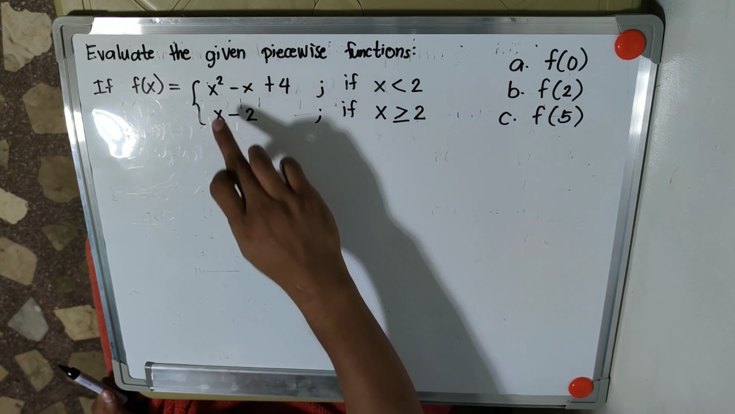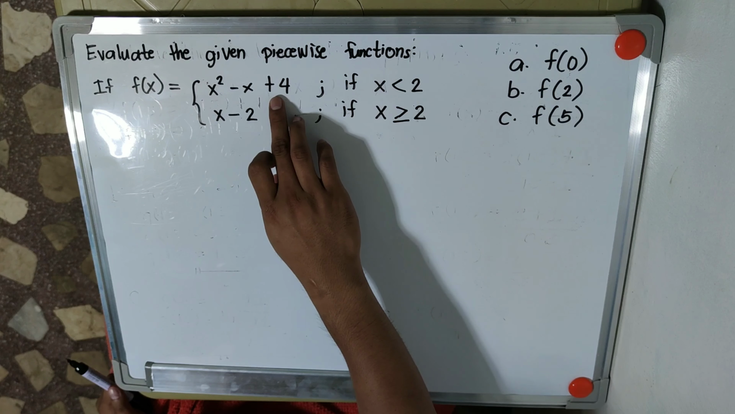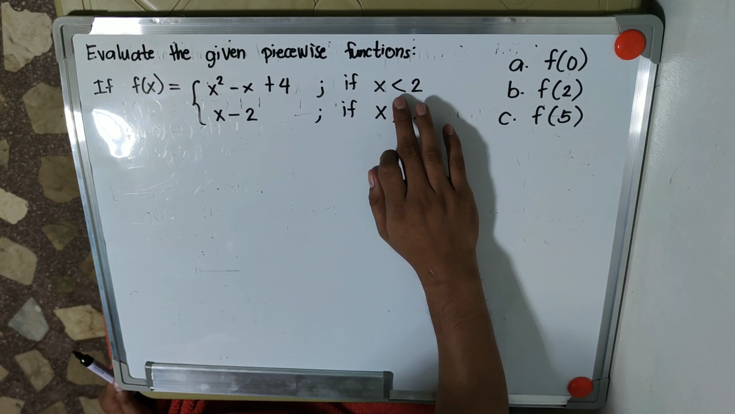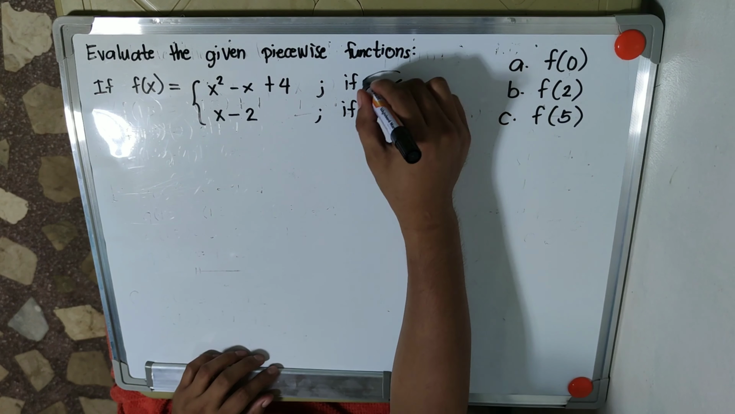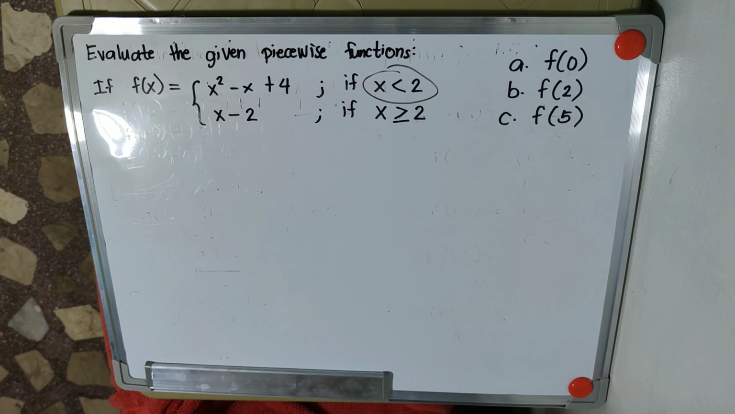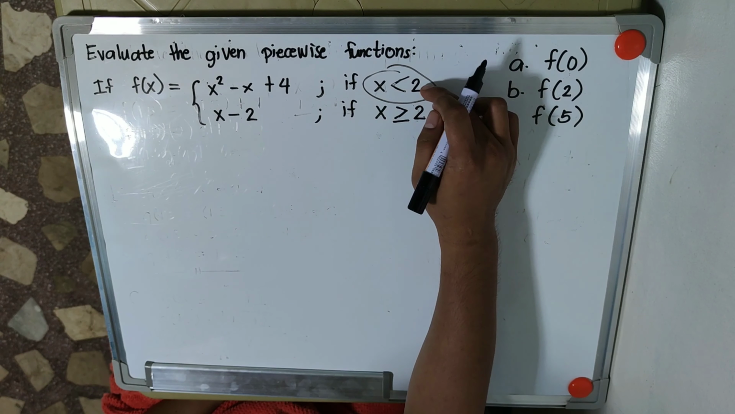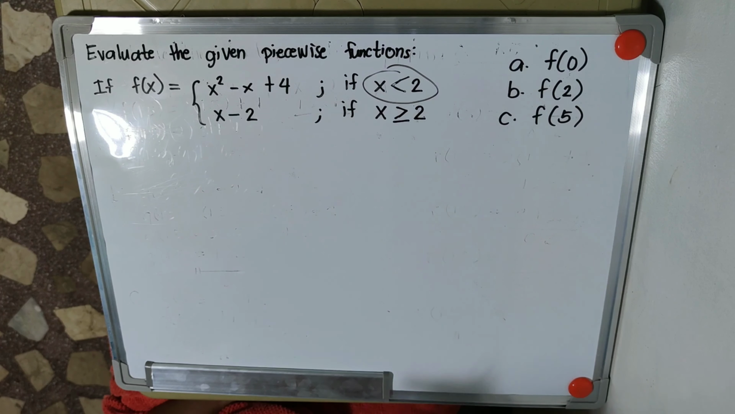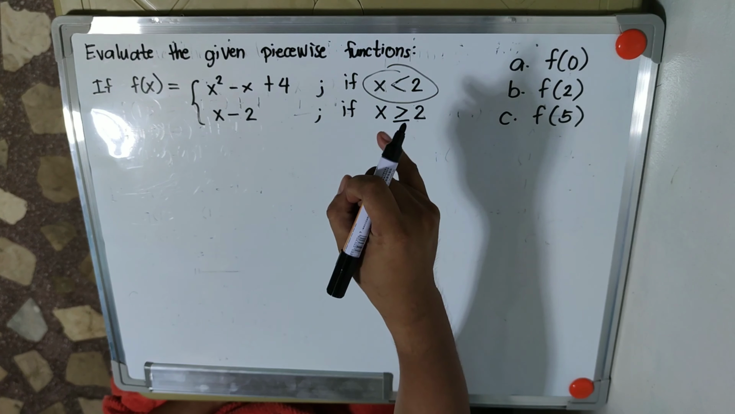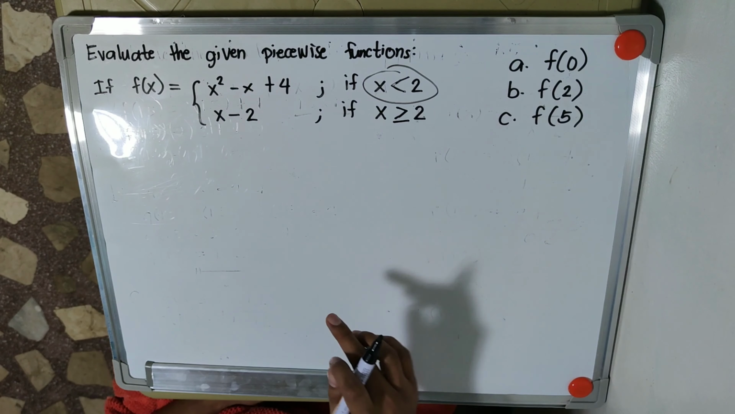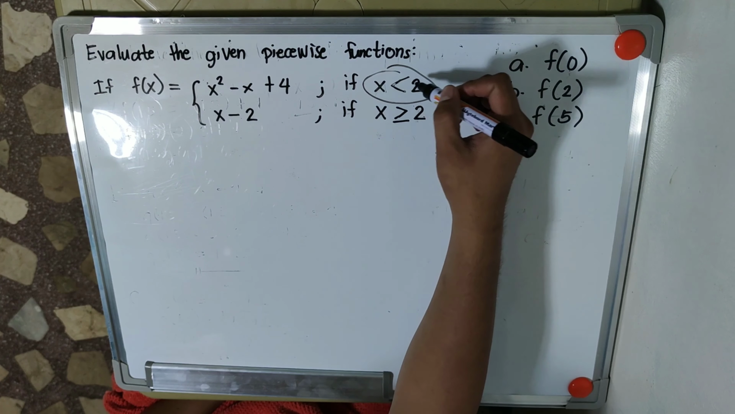Like for example, x squared minus x plus 4. We are going to use this equation if x is less than 2. Again, x is less than 2. Try to focus on this. When we say x is less than 2, go back to the elementary topic. So, saan nakaharap yung symbol? Yung symbol nakaharap kay 2. Ibig sabihin, si 2 ang mas malaki kay x. So, ano yung mga values ni x na para makapag-satisfy the equation? Therefore, the values of x are 1, 0, and the negative numbers because x is less than 2.